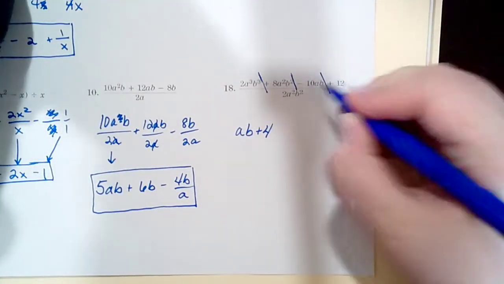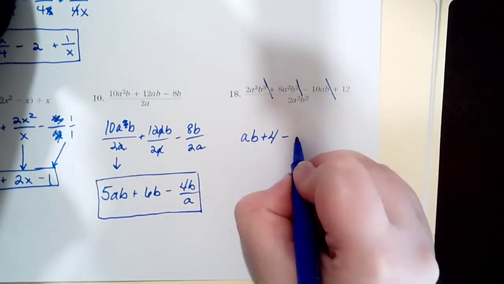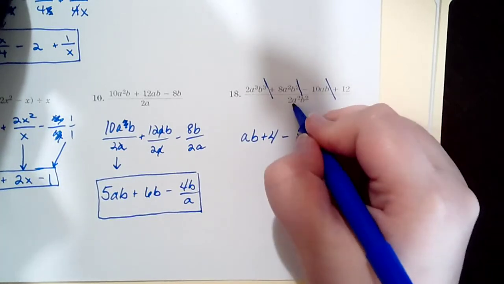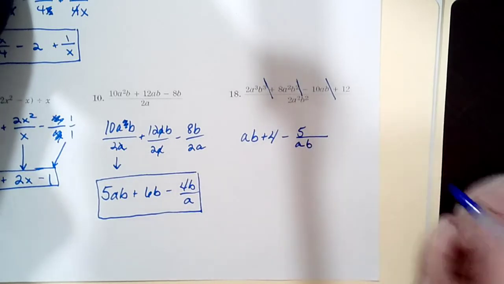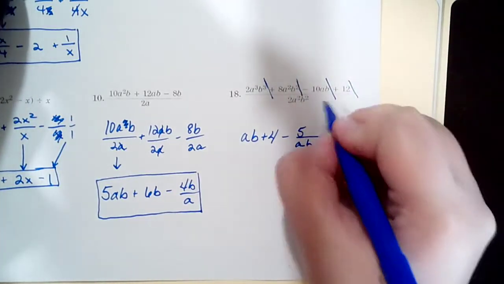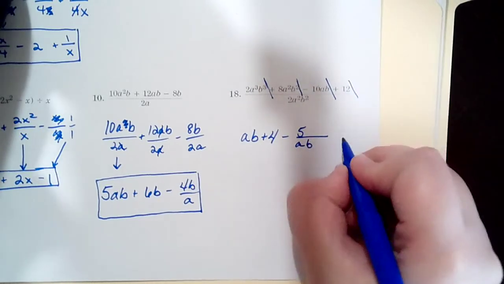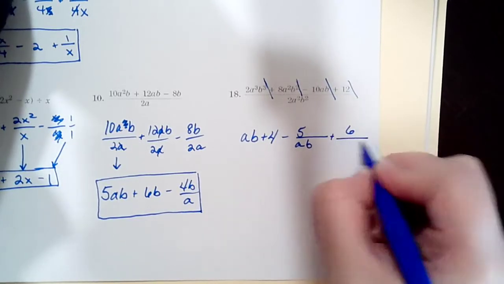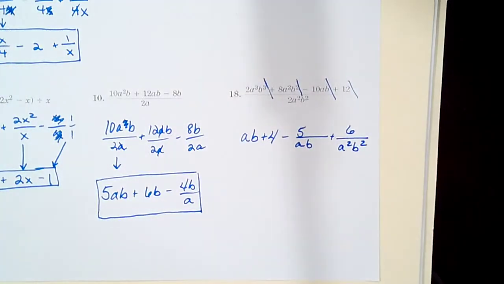Negative 10ab over that becomes negative, and this one's going to be a fraction, so 5a over a squared becomes a on the bottom, b over b squared becomes b on the bottom, and then plus 12 divided by 2a. It only reduces the number. So 12 over 2 becomes 6. None of the a's or the b's cancel, so that is what we're left with.